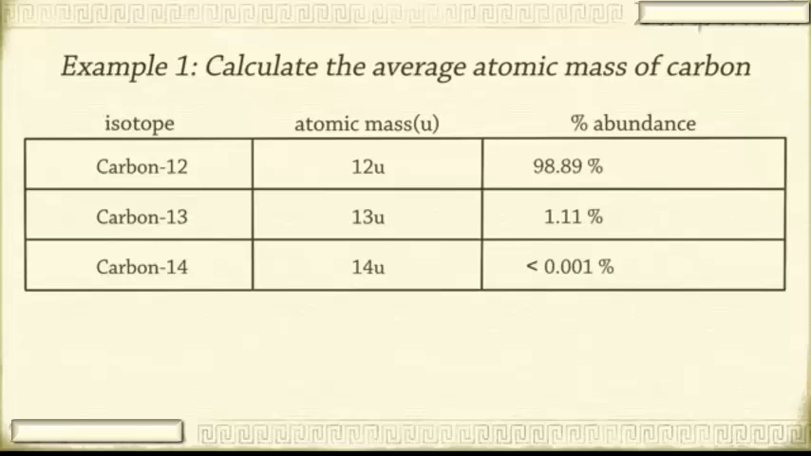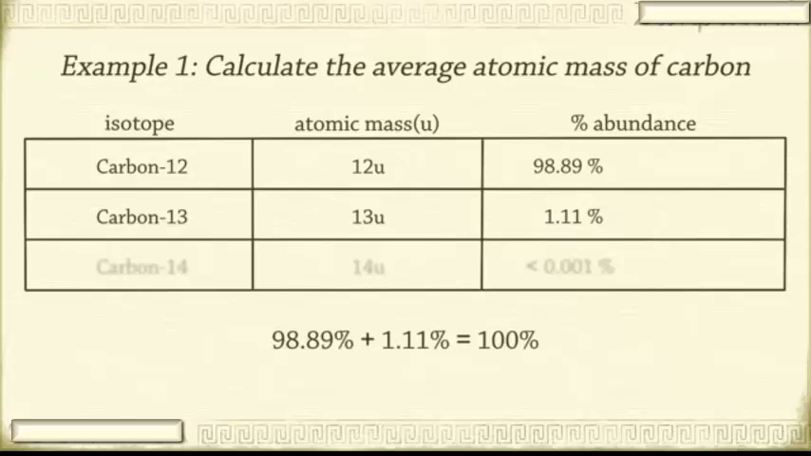The amount of carbon-14 is so small, it's less than 1,000th of 1% of the carbon present on Earth. So it won't play a part in our weighted average. It's just not significant enough to affect the mass if we go to 2 decimal places. When we measure and then round to 2 decimal places, notice that the percentages of carbon-12 and carbon-13 add to 100%. So we know we're okay disregarding the very small percentage of carbon-14.